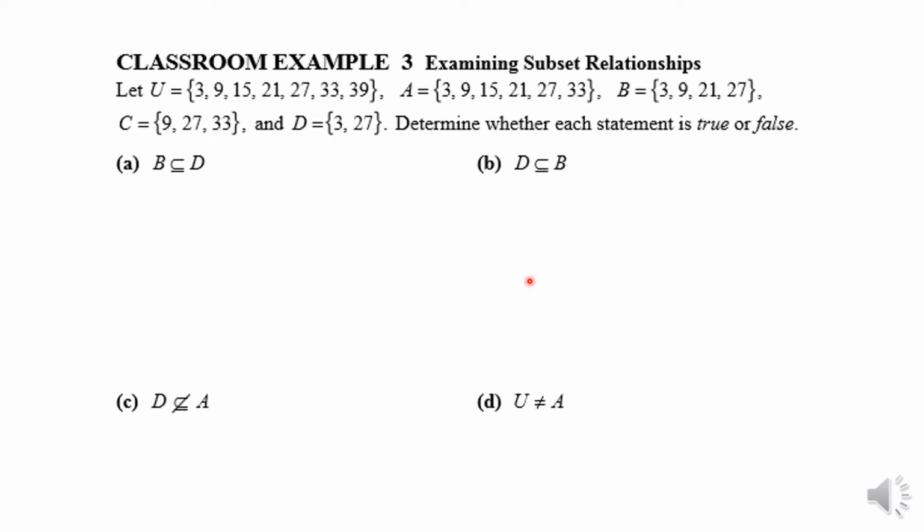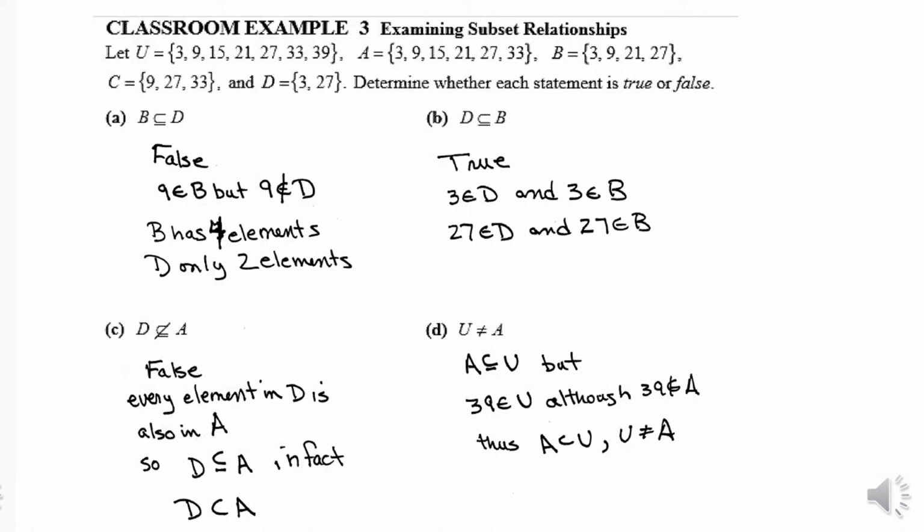Example 3 asks us to discuss subset relationships between a universal set given by this one, sets A, B, C, and D, and determine whether each statement is true or false. If I asked you such a question, I would also ask you to justify your answer. So here we find that B is not a subset of D because there's an element in B that's not in D. Here we find that D is not a subset of A because every element in D is in fact in A. So D is a subset of A.